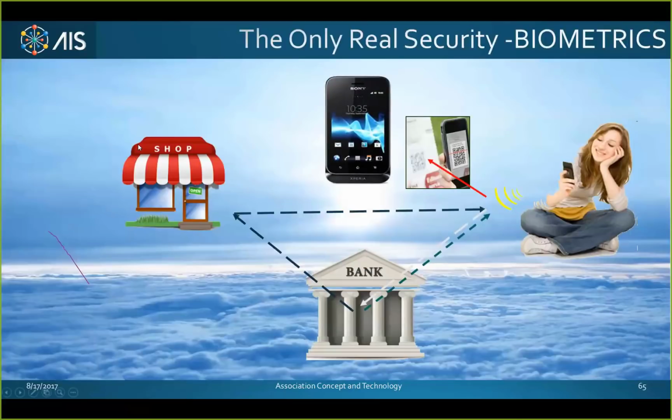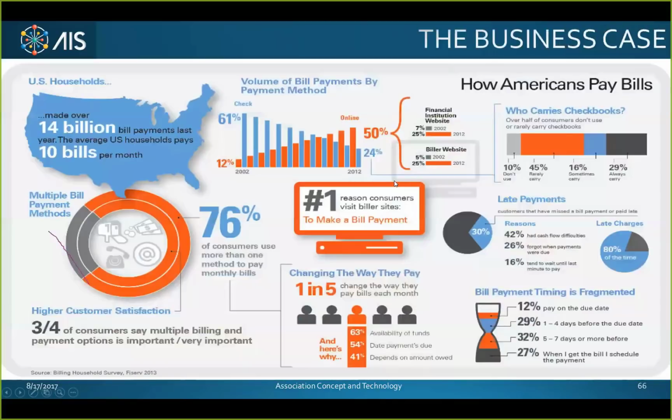And the phone, as you can see, is the vehicle. Now, this is essentially the business case. As I said, there are 7 billion phones in the world right now. This is how the US households actually pay their bills. It's all going online. It's all going mobile. Paper is down to like 10% as we stand.